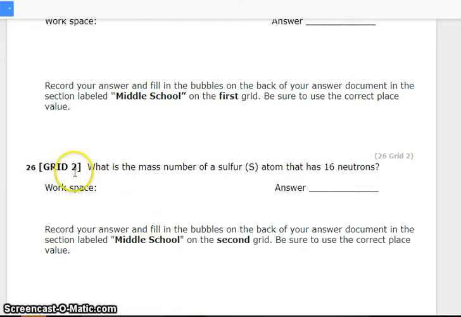And number 26, grid 2. What is the mass number of a sulfur atom that has 16 neutrons? The mass number of a sulfur atom that has 16 neutrons. Grid your answer to grid number 2 on the middle school side.